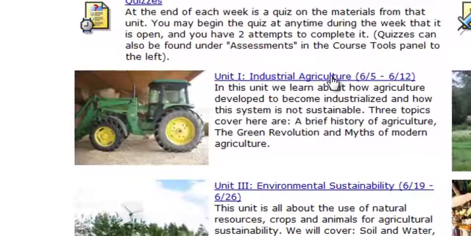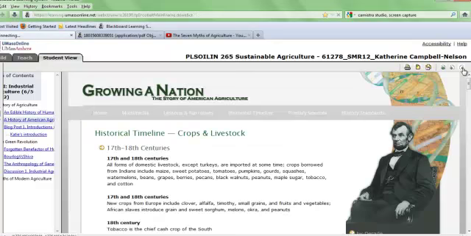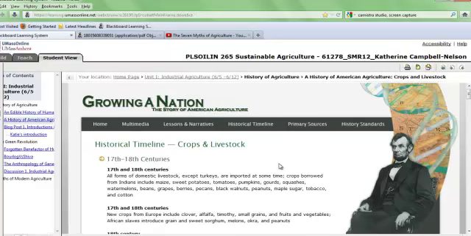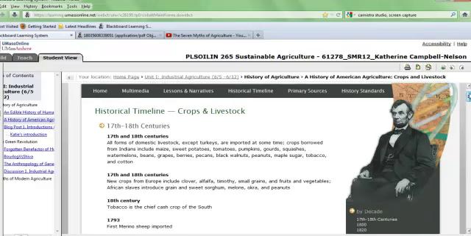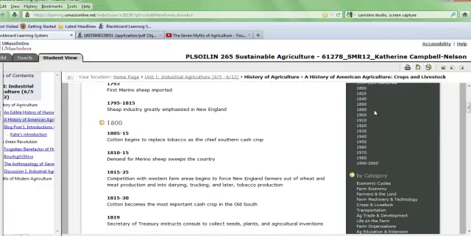Let's move on to the materials for Unit 1. So we'll begin with a short history of agriculture, which began 10,000 years ago. This is an excerpt from a book, An Edible History of Humanity. Next, there is an Agriculture in the Classroom website that has timelines of agriculture by the decade in the United States. There's some fascinating facts and information in here.